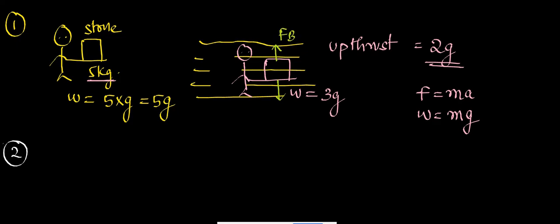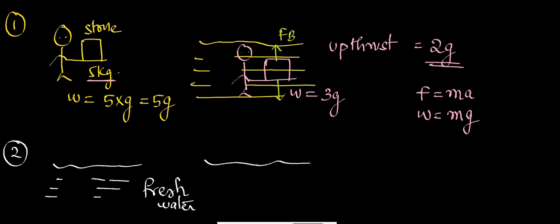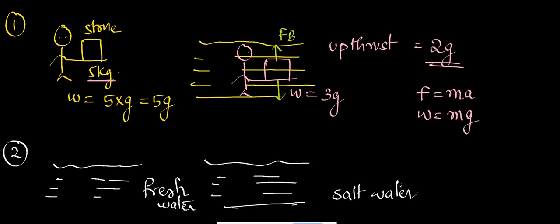Now the second case. Let this be fresh water and let this be salt water. Yesterday you asked me what happens if we jump from river to ocean. I told you the ocean has so many salts, so its density will be more, so the pressure acting will be more.